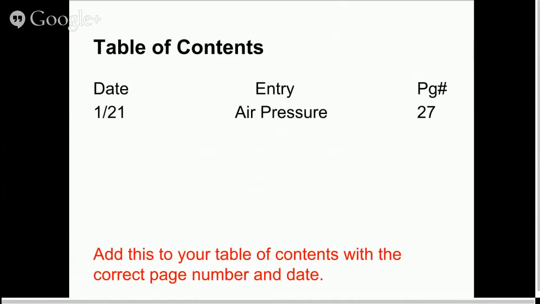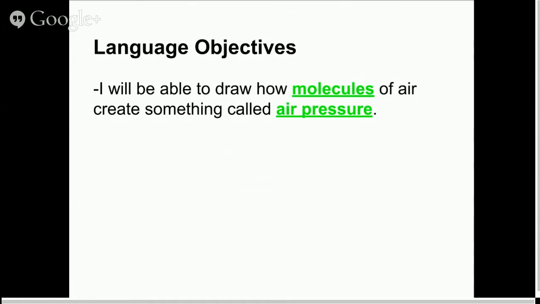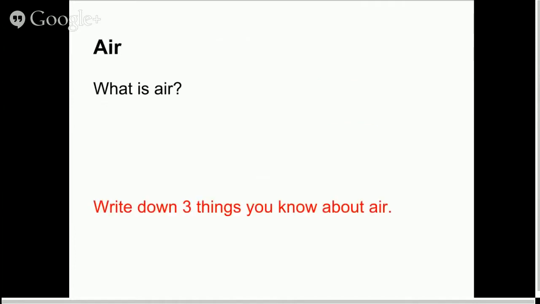Let's get started. First things first, add this to your table of contents. Go ahead and pause it. All right. The goal is to be able to determine which sections of air have a higher or lower air pressure. You will be able to draw how molecules of air create something called air pressure.